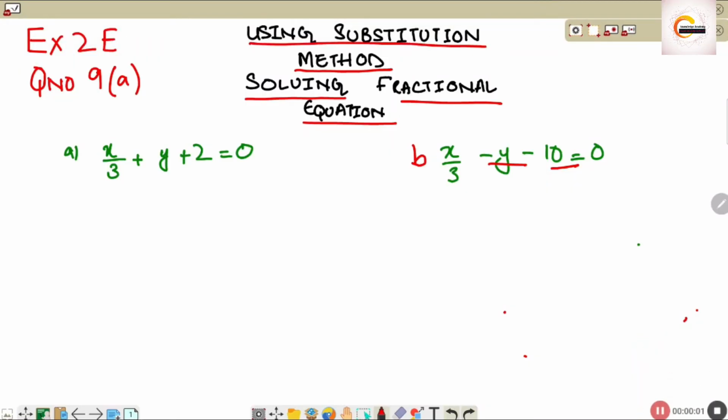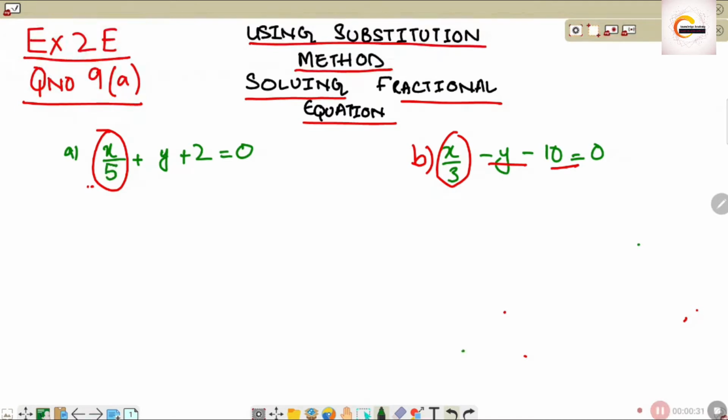Alright, question number 9A, exercise 2E. This is the case of using the substitution method, solving fractional equations. There is actually no bigger difference between these types of questions and the questions that we have done before, that means question number 8, 11, 12 and 13. Only we can see that fractions are involved here, which is not a big problem for us.